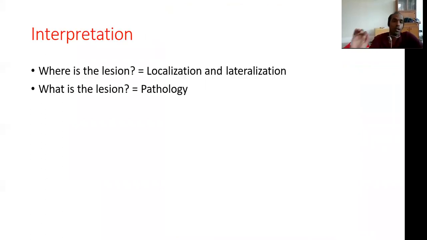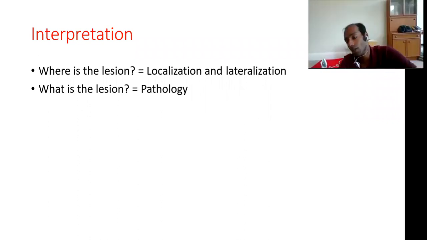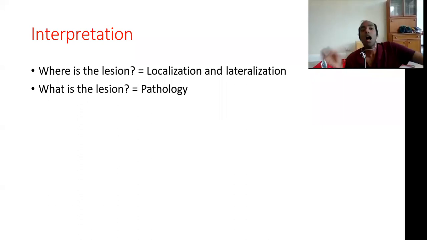Okay, now we come to the important part, and this is new to you. So be careful and listen very carefully to this. When you talk about interpretation of physical signs in neurology, in your neurology module, which is fantastically done by the way, you would have obviously been taught about how to interpret neurological lesions.